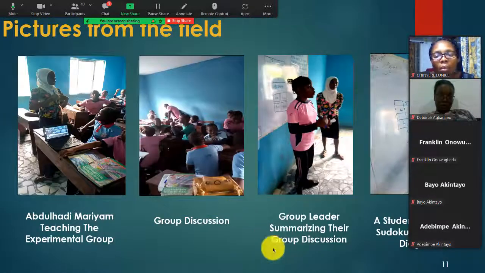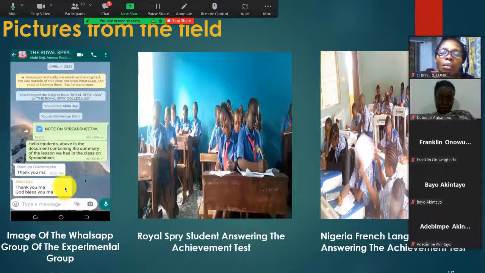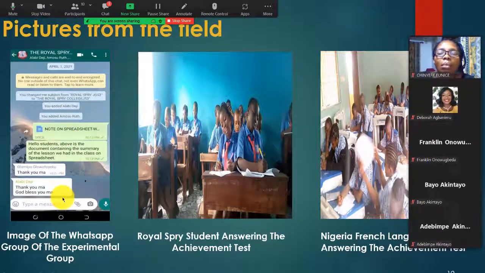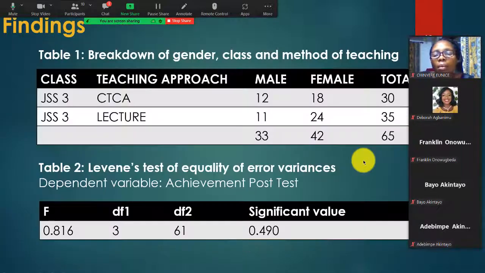That's the fifth step. So these are some images from the field. That's the lead researcher here. That's Abdulladi and Mariyam, teaching the experimental group, and group discussion here, and the rest that you can see on the screen. So these are some notes that were sent to the students on the WhatsApp group, the image of the experimenter, the image of the WhatsApp message sent to the WhatsApp group. So this is the other class on the right, the Nigerian French language students.